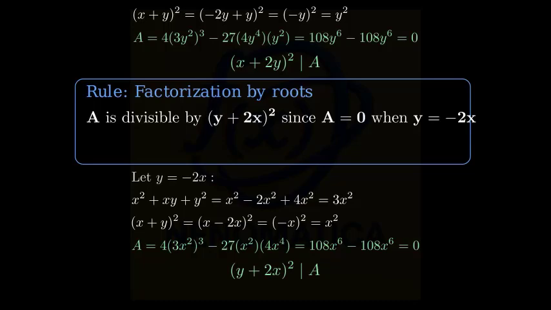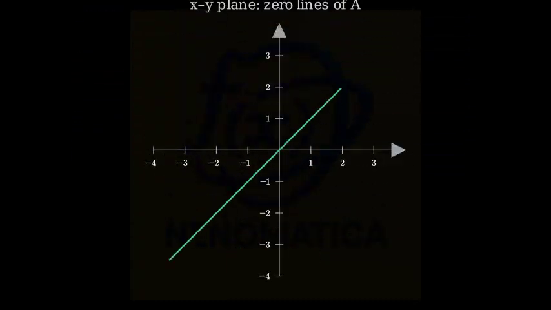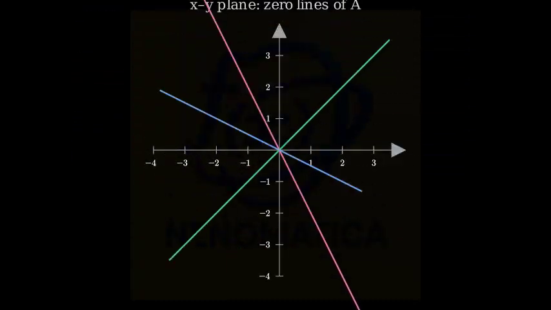To build intuition, let's see these root lines in the xy plane. The lines are y equals x, y equals negative 2x, and y equals negative 1/2 x. These are exactly the lines defined by the factors x minus y, y plus 2x, and x plus 2y, respectively. Now, we have found 3 distinct root lines through the origin.